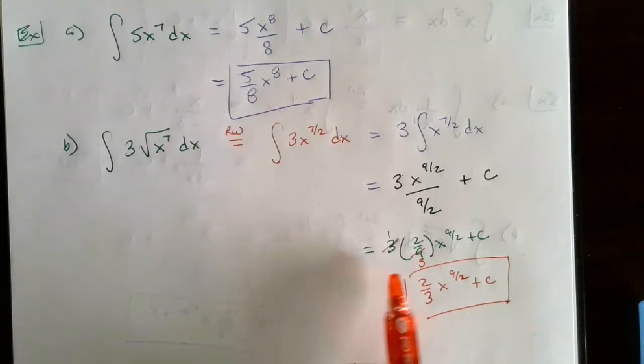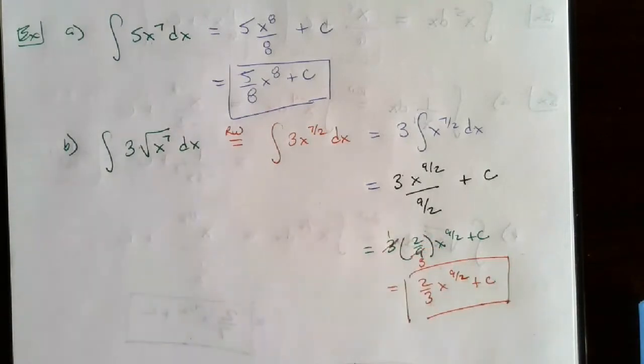So make sure you do reduce this. If you multiplied this, you would have gotten 6/9. Make sure you do reduce it down to 2/3.